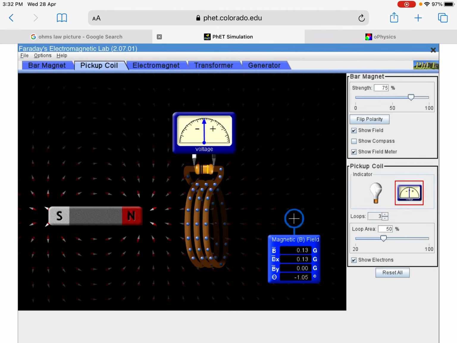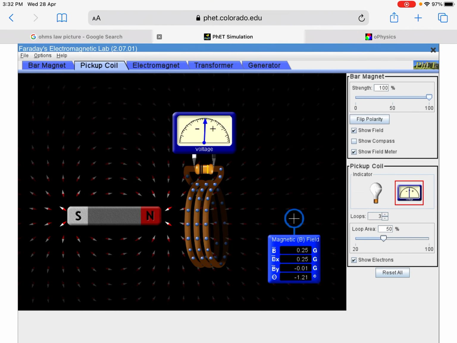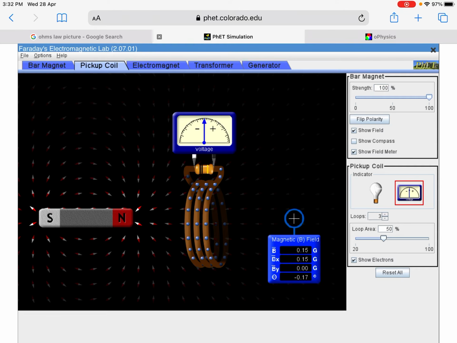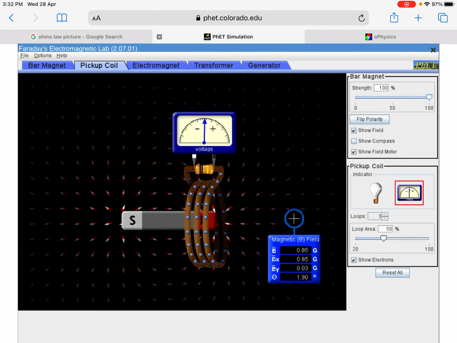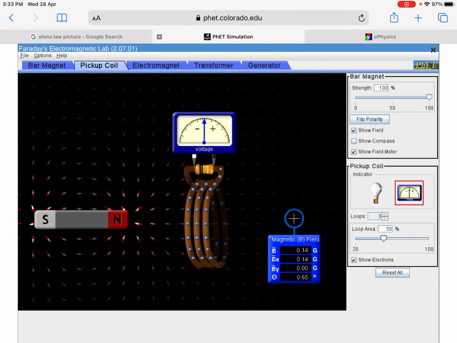Another is the strength of the magnet. If my magnet is stronger, you see the deflection is even more. And last but not least is the speed at which I push in. If I push it very fast, the deflection is very large. So these are the three factors that affect the strength of the induced EMF.